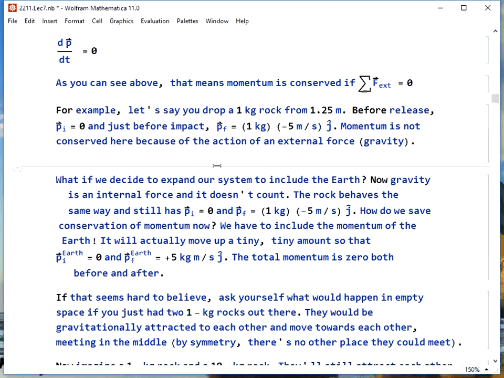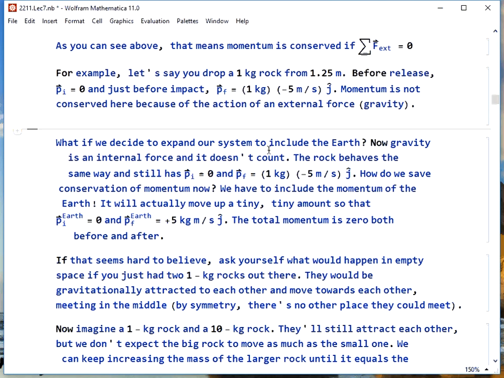We could say, all right, let's expand our system to include the Earth. If we do that, gravity is an internal force now and it won't count. We get the same answers for the rock, but how do we make this work? It turns out that what will happen is the Earth's momentum starts out to be 0, and as you let go of it, just before it collides with the rock, the Earth will have this upward momentum, which is tiny.